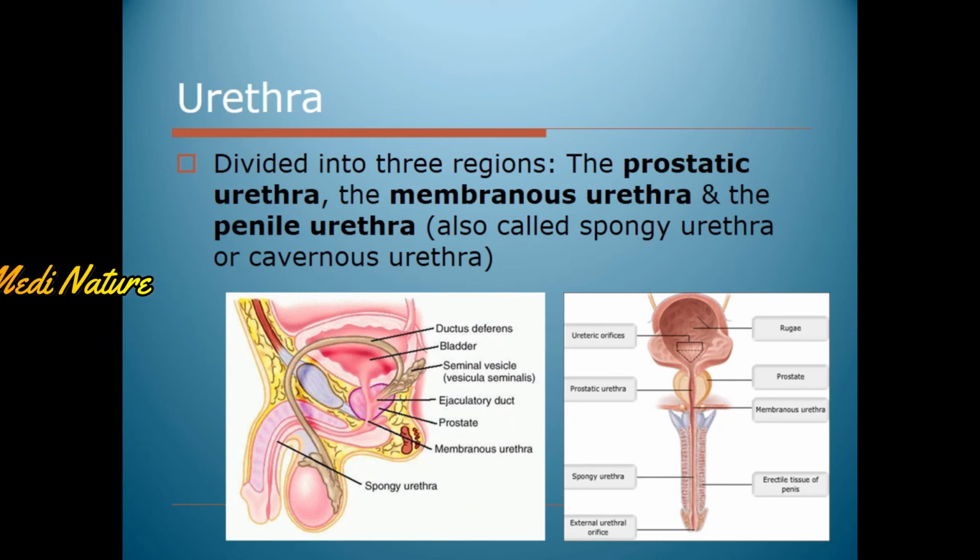Urethra of male reproductive system can be divided into three regions: the prostatic urethra, the membranous urethra, and penile urethra. The prostatic urethra is the part which lies within the prostatic gland, and the penile urethra is the part which lies in the penis. It is also called spongy urethra or cavernous urethra. Membranous urethra is the part which connects the prostatic urethra and penile urethra together.